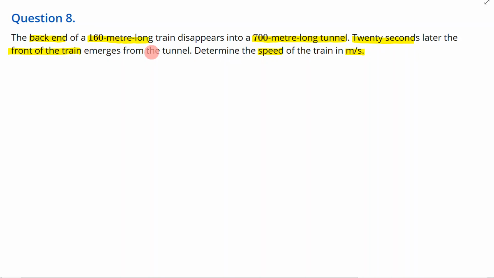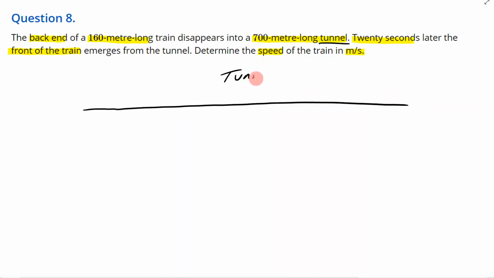So the first thing I did was I drew for myself the tunnel. Now, my picture was very simple. It was just a straight line. This was my tunnel. And I know this tunnel is 700 meters long. Now I'm going to draw my train. I'm going to draw my train in purple.